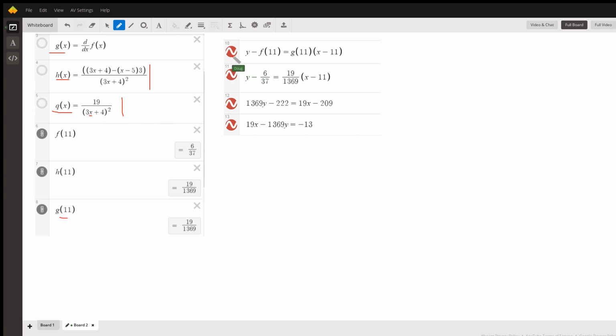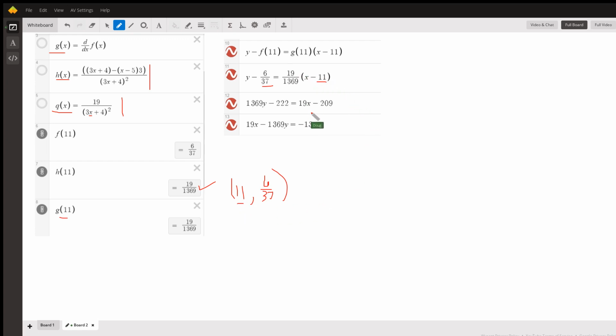So how do you write the equation of the tangent line given the slope and a point? And the point is the point 11, comma 6/37. Well, you start by using point slope. So y minus 6/37, that's y minus y sub 1, equals the slope, 19 over 1369, times the quantity x minus x sub 1. That's this number right here.